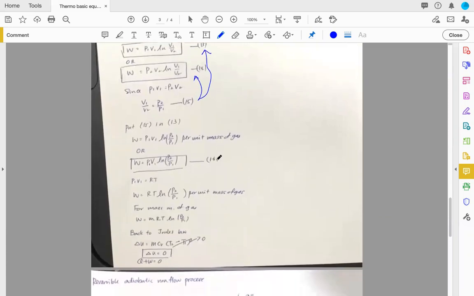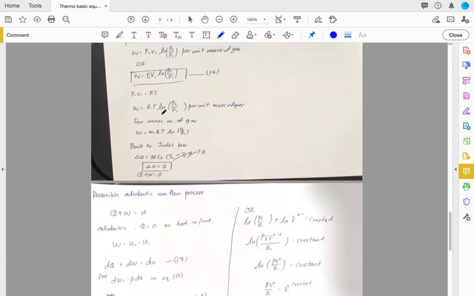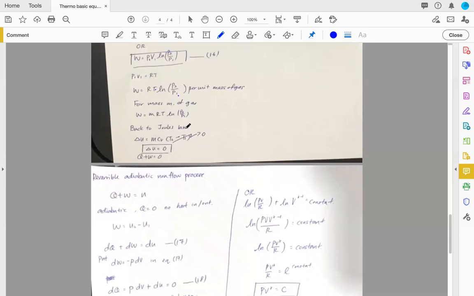Okay? So then we also know that P1 V1 equals RT. So we can replace, if you only are given the temperature and you don't know the pressure, that is quite impossible. For example, you don't have the volume, but it happens you have the pressure, P2 and P1, and the temperature given. So in this case, you can use this equation to solve it. So back to Joule's law.